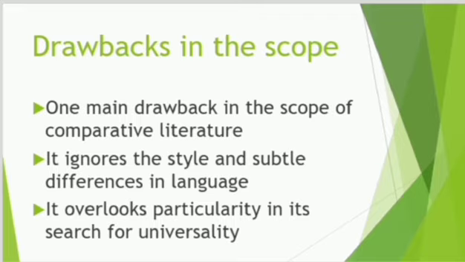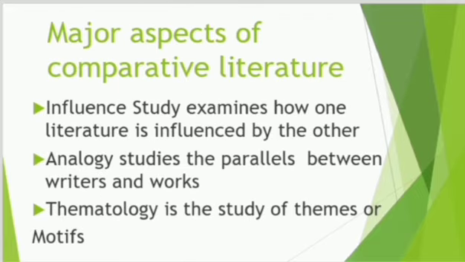Now let us move to the drawback. There is one main drawback in the scope of comparative literature. It ignores the style and subtle differences in language. It overlooks particularity in its search of universality. Major aspects of comparative literature.